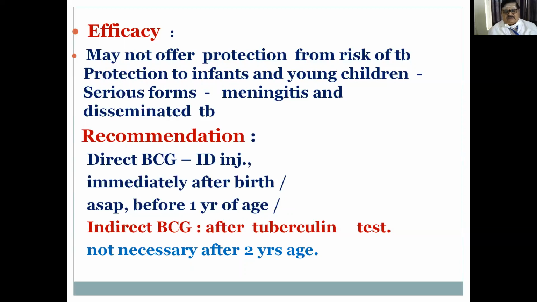How do you recommend it? Direct BCG, intradermal injection immediately after birth, that is called 0 BCG. And before 1 year of age. But you can wait up to 1 year, due to various reasons. But the best is 0 BCG. After 2 years, you need not give BCG because anyway you are exposed, since we are endemic to tuberculosis. So indirect BCG is giving it after a tuberculin test.